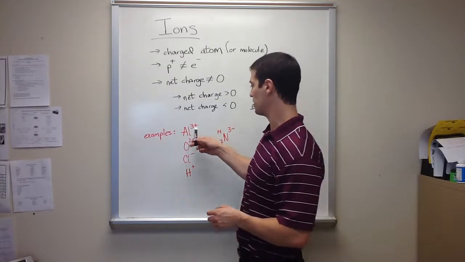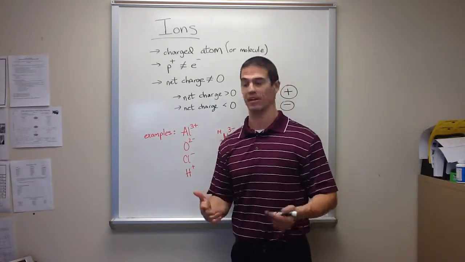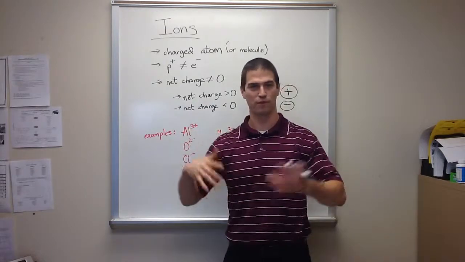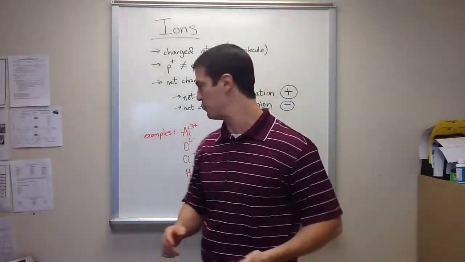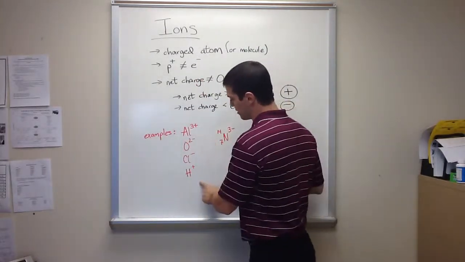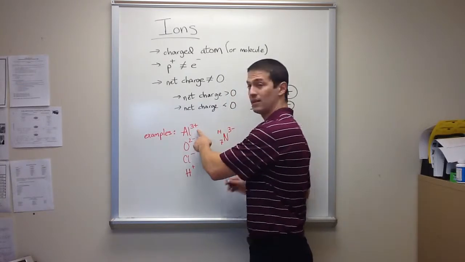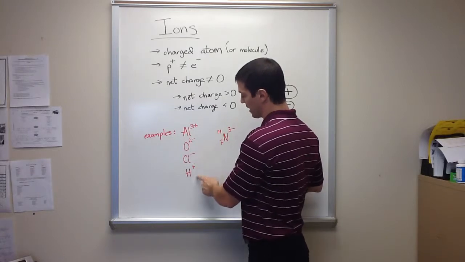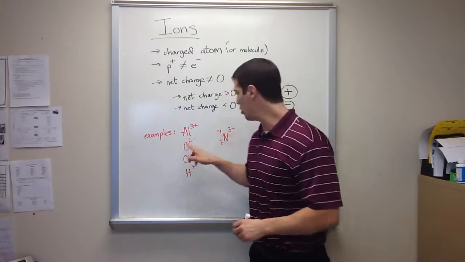But if you actually said what the charge of this is, you would say +3, or you would say -2. But you write the number first. For whatever reason, that's how chemists decide to do it. But these are all examples of them. As you can see, aluminum 3+ ion, or you could say aluminum ion, oxygen 2-, chlorine negative, and hydrogen H+. So these are all ions.